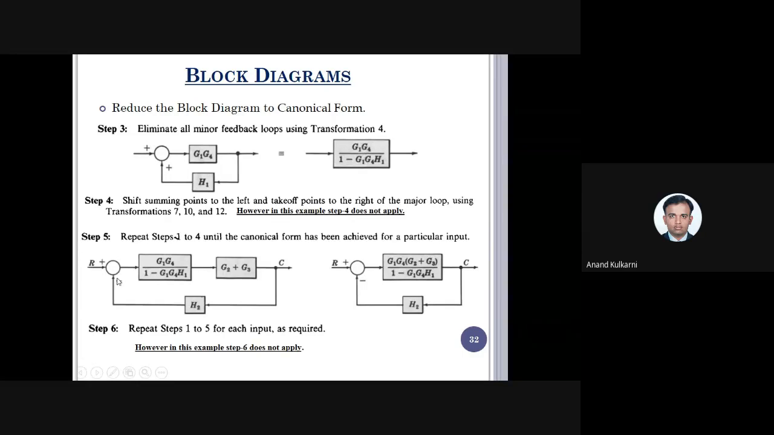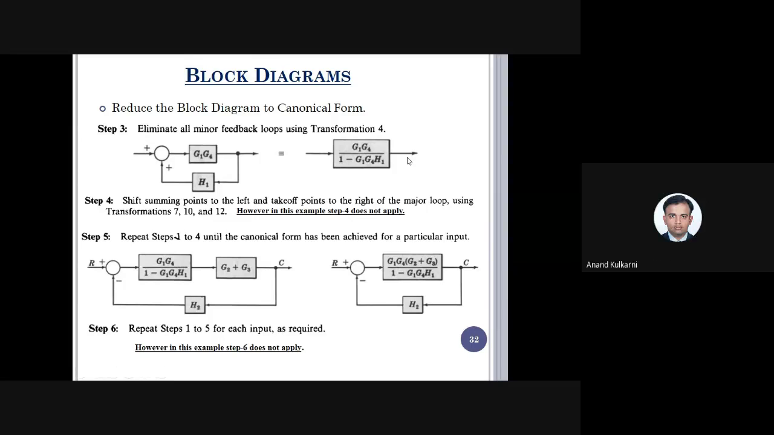Now just observe step number 3 and step number 5. In step number 3, this is positive here, so I have written negative here. And in step number 5, this is negative here, I have written positive. So whenever there is a positive sign here, the opposite will be this. If it is a negative sign here, the opposite will be this. So this divided by one opposite of this into this into this. So here it will be G1 G4 divided by 1 minus G1 G4 into H1. That is written here. Is it clear?